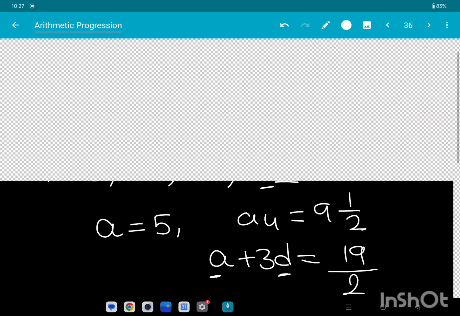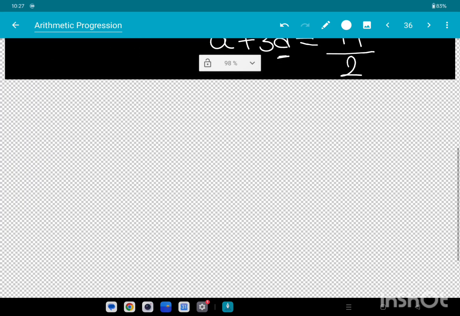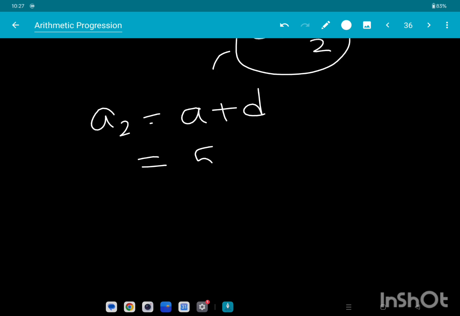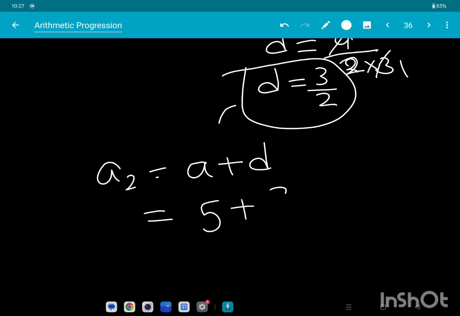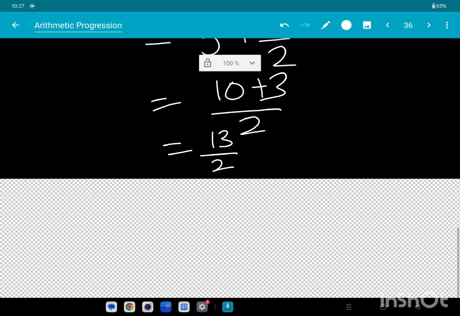And what is the A value? The A value is 5, which is already given. Now it is easy for us to find the A2 value and A3 value. Now I am going to find the A2 value. What is the A2 value here? A plus D. What is the A value? It was already given. The A value is 5. What is the D value? 3 by 2. So 10 plus 3 divided by 2, which is 13 by 2. Right? A2 is 13 by 2.